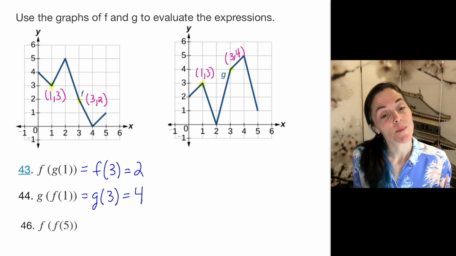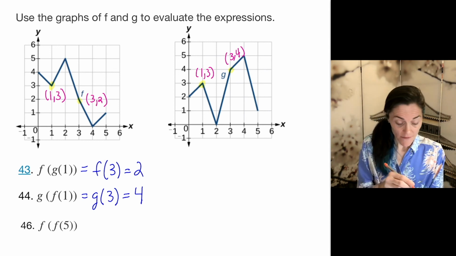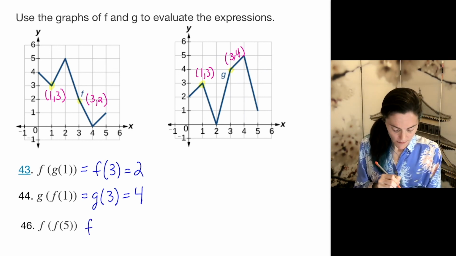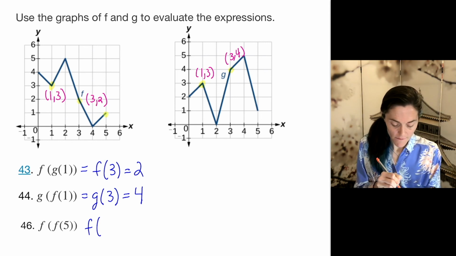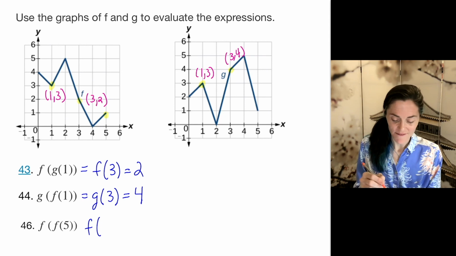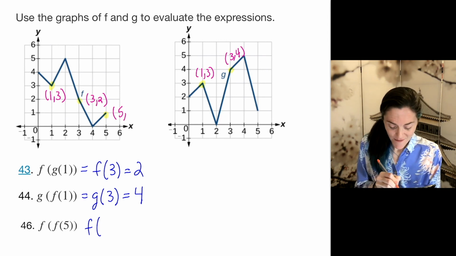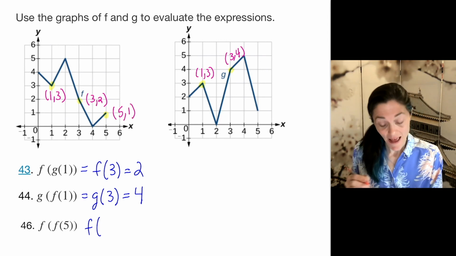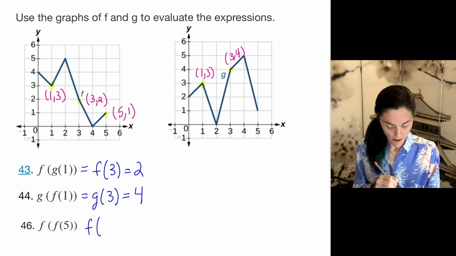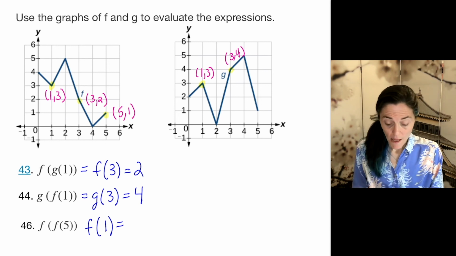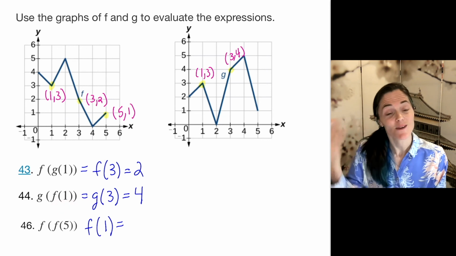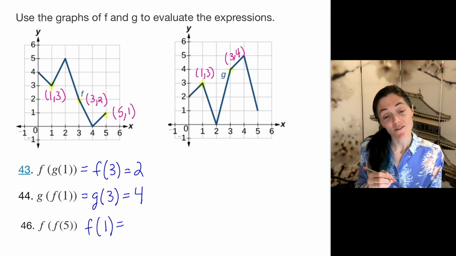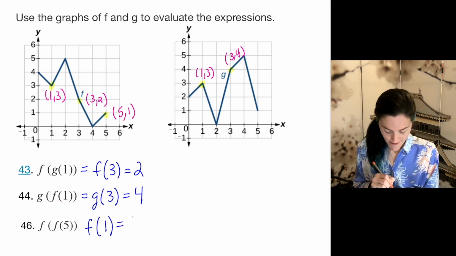Now we have f compose f of 5. The first thing we need to do is evaluate f at 5. You notice f of 5 is 1, where the point 5, 1 is on the graph of f. So what we want is f of 1. Well, that is a point we have already used. In particular, we used it here, and I see 1, 3 is on the graph of f. F of 1 is 3.